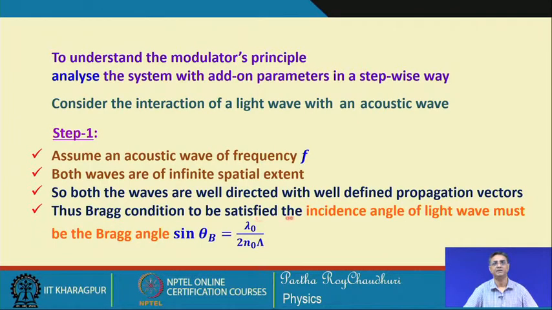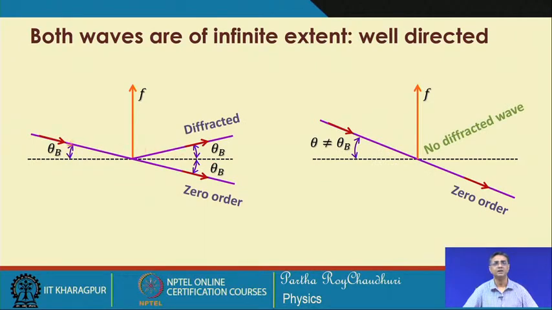Thus, for the Bragg condition to be satisfied, the incident angle of light must be the Bragg angle, that is sin theta b equal to lambda 0 by twice n capital lambda. This is the condition that has to be satisfied. And that is very clear here, because you have only one frequency, so you have one optical beam propagation direction. So, this is pictorially what I wanted to mean. You have one direction of the optical beam, and you have only one direction of the acoustic beam.